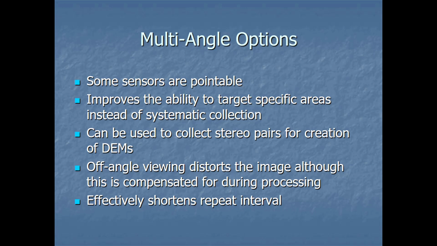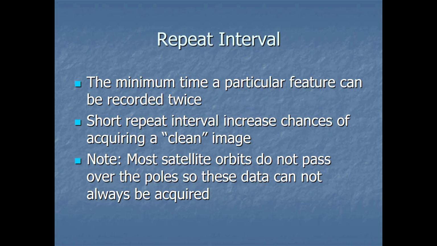It's also used to track disasters such as hurricanes, earthquakes, storms along the beach, and erosion, and many, many other examples. Multi-angle options can be used to collect stereo pairs and for the creation of a digital elevation model. The off-angle viewing distorts the image, although this is compensated for during processing. And effectively, your multi-angle options will shorten your repeat interval, or how long you need to wait in order to get another image. So what's a repeat interval?